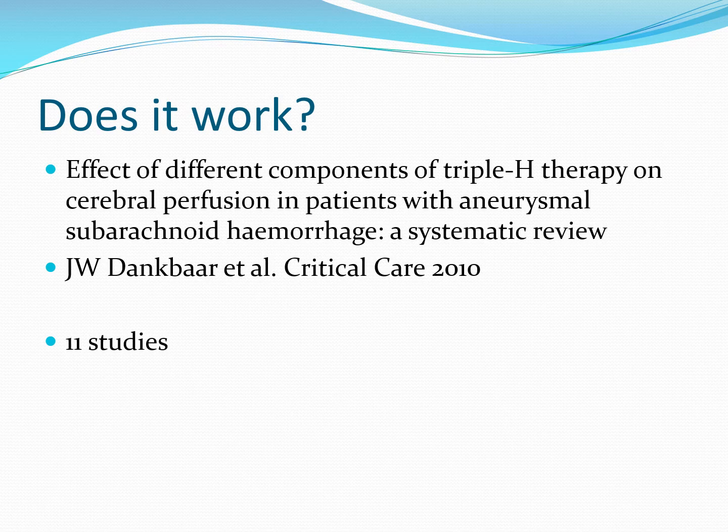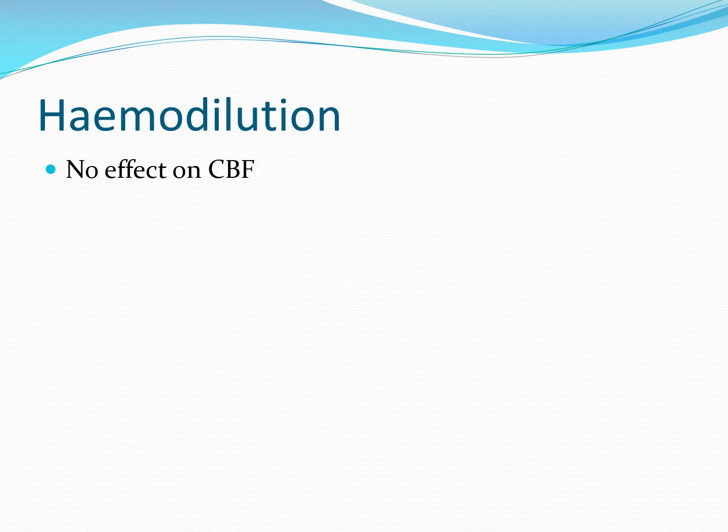But does this work? Well, a systematic review was carried out in 2010 that looked at the effect of different components of Triple H therapy on cerebral perfusion in patients with aneurysmal subarachnoid hemorrhage. They looked at 11 different trials. In terms of hemodilution, there was no effect on cerebral blood flow, despite the, as earlier mentioned, sensible physiological rationale for taking that approach.